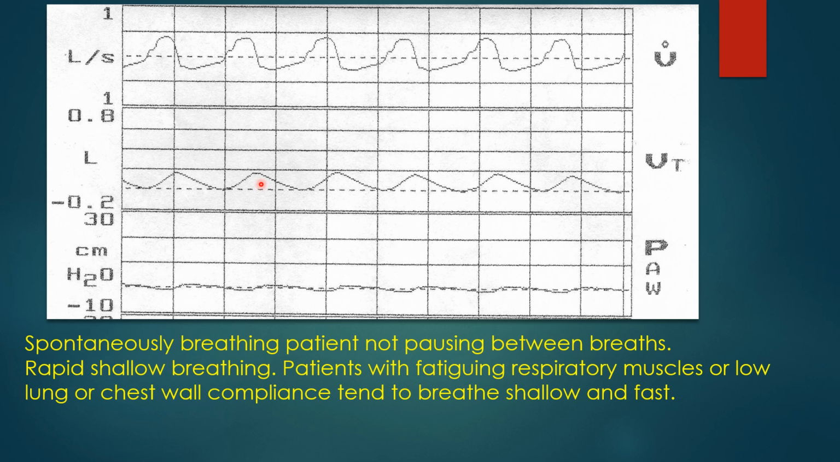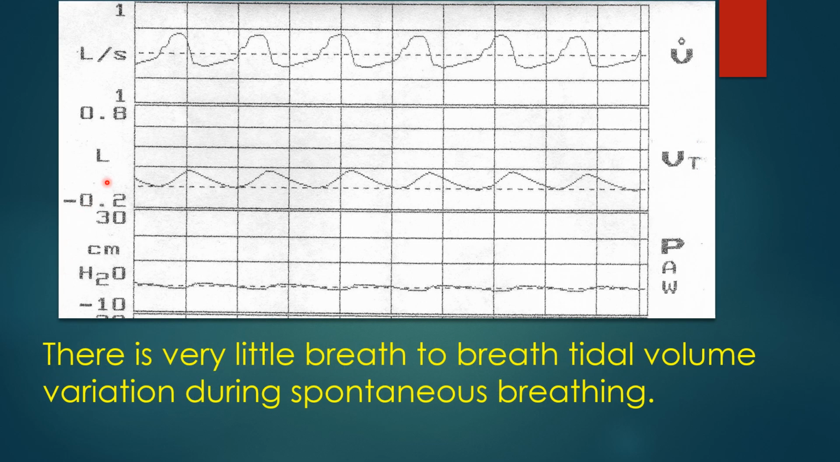It often indicates that a patient has fatiguing respiratory muscles. It also is a breathing pattern you'll see with patients who have low lung compliance or low chest wall compliance. Another thing to note here is that the tidal volume is just a little under 200 every breath. You see how there is very little breath-to-breath variation in the tidal volume. And that again is how people who are sick, people who are having a hard time breathing on the ventilator, you see the tidal volume is almost the same every breath.